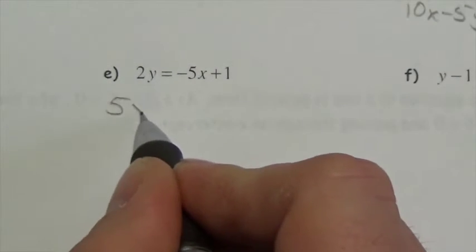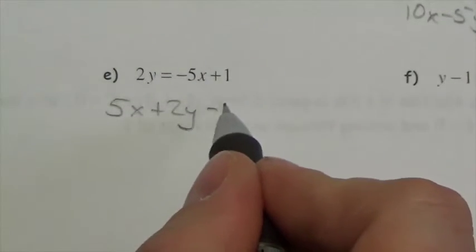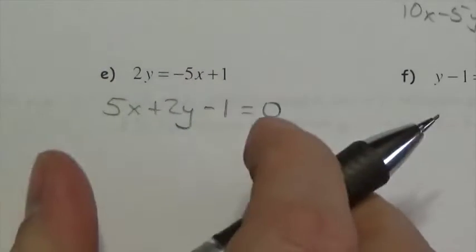So I'll add 5x to both sides. Now the 2y didn't have to move, it stays. I'll subtract that 1 from both sides, equal to 0. Okay, that was easy. That was a nice one.